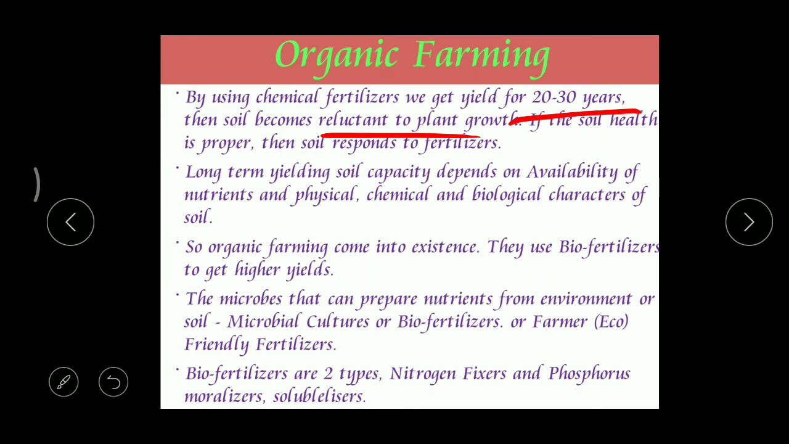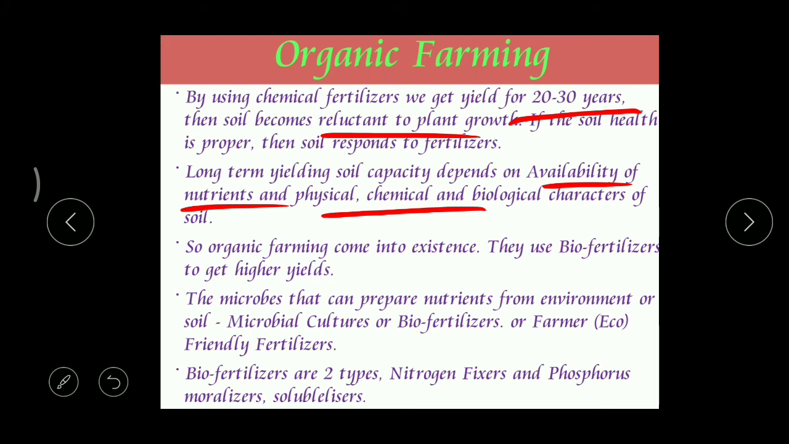It depends upon two things. The first one is the availability of nutrients in the soil, that means which nutrients are present and in which quantity. And what's the next one? Physical, chemical and biological characters of a soil.